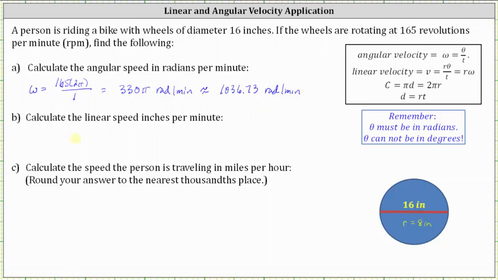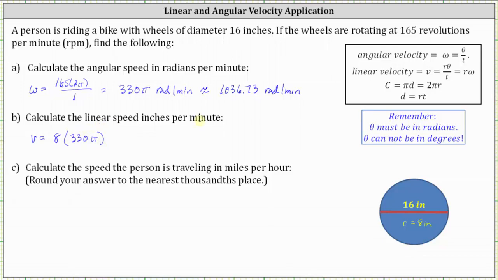For part B, we're asked to calculate the linear speed or linear velocity in inches per minute. The linear velocity or linear speed v is equal to r times theta divided by t. And since the angular velocity is equal to theta divided by t, we can also express the linear speed or linear velocity as r times the angular velocity. And since we already have the angular velocity, the linear velocity v is equal to the radius, which is 8 inches, times the angular velocity, which is equal to 330 pi radians per minute.